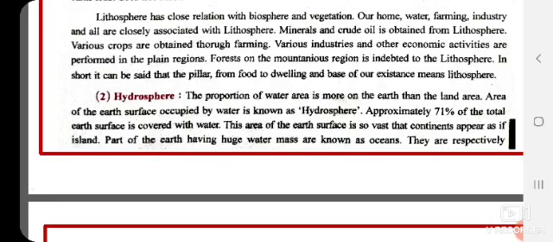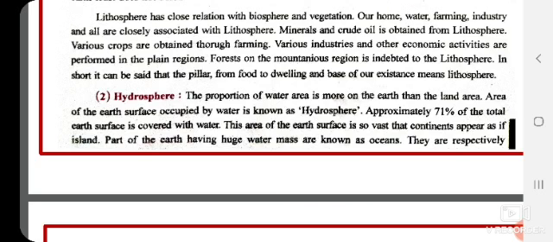Lithosphere has a close relation with biosphere and vegetation. Our home, water, farming, industry are all closely associated with the lithosphere. Yes, we have a great relation with biosphere and vegetation. Why do we have this relation? Because our home, water, farming, industries, whatever there is, is on the land.